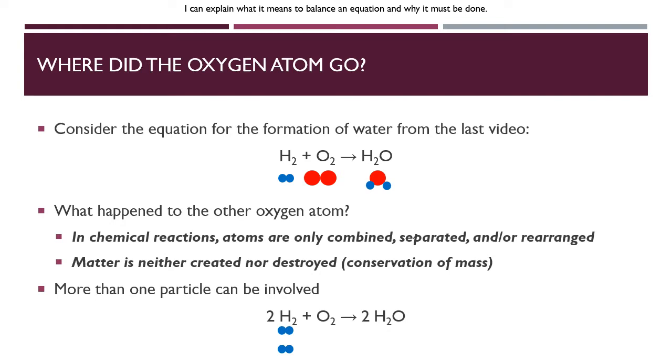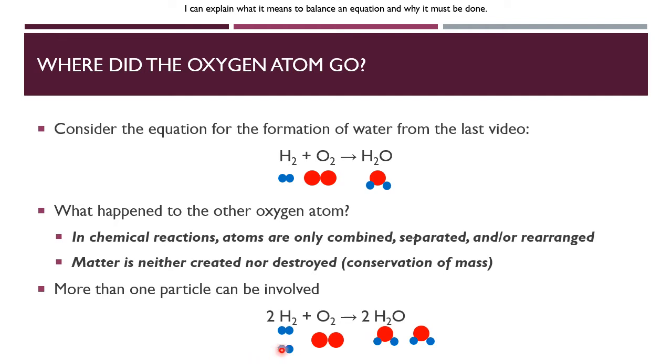Here are my 2 hydrogen molecules, each with 2 hydrogen atoms, so 4 hydrogen atoms in total, reacting with the 1 oxygen molecule, so the 2 oxygen atoms in total, and then we would get 2 molecules of water. Notice now, I have 4 hydrogens on each side, the blue atoms, and I have 2 oxygen atoms on each side. We have not gained or lost any atoms. The only thing that happened was the atoms were combined, separated, and or rearranged.